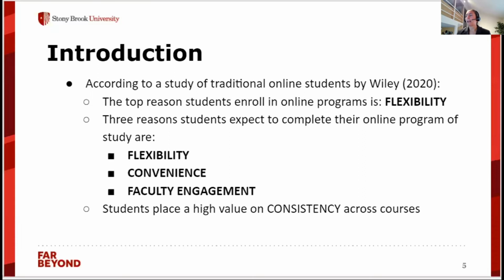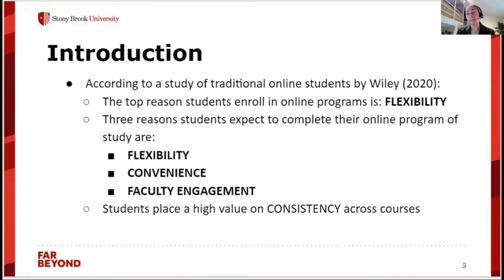So just to look back a little bit, traditionally, so before COVID, a lot of students were taking classes traditionally. So we wanted to take a step back and look at a survey by Wiley that focused on traditional online students. And these are students that are not taking courses right now because of COVID. The top reason students want to take an online program is flexibility, followed by convenience and faculty engagement. Those are the three things that they're looking for in order to be successful in their online course. Also, if a student is taking an entire program online, they do expect some consistency across the board. So that's just traditional online students.